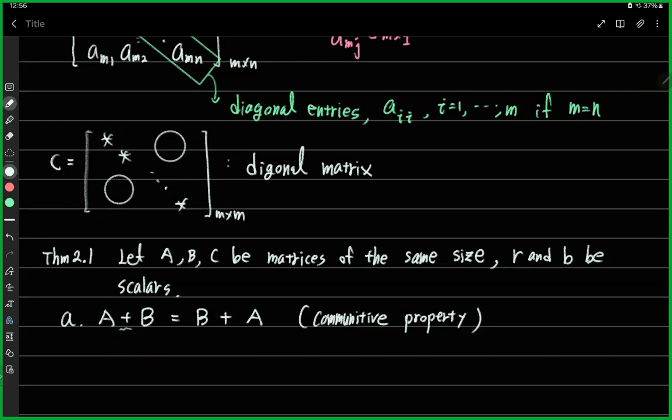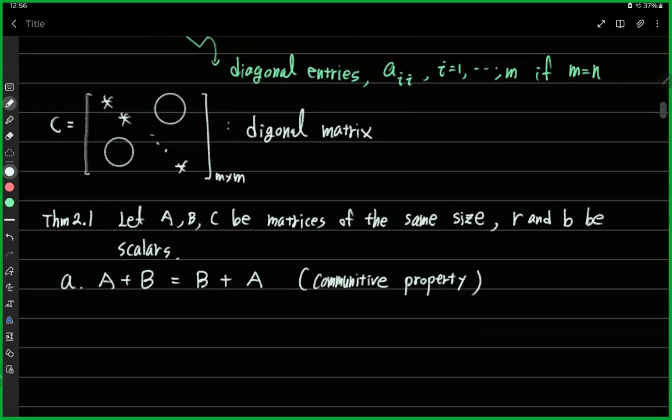I think it's English. In Korean it's 교환 법칙, something like that. Okay, the commutative property. So an example is this. Let's say A is 1, 2, 3, 4. Okay, and then B is, maybe, -1, 0, 2, -4, something like that.